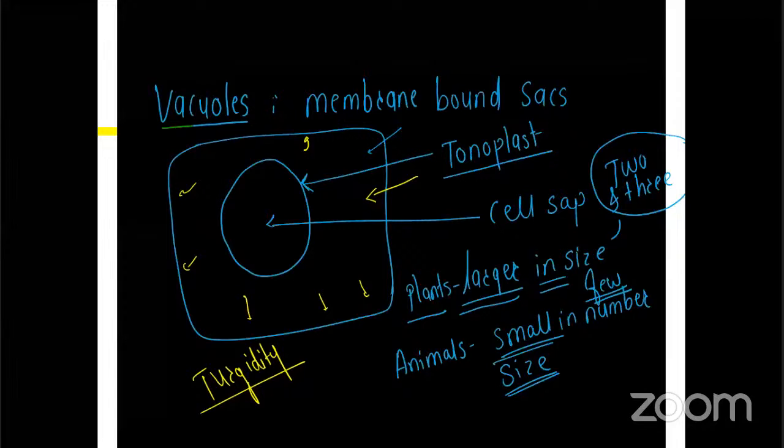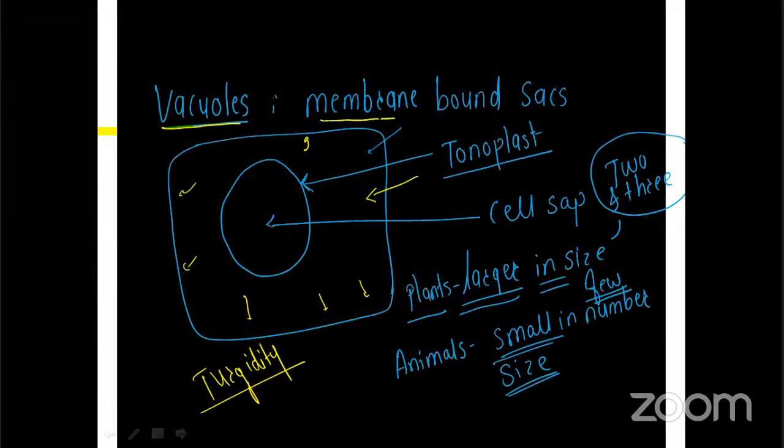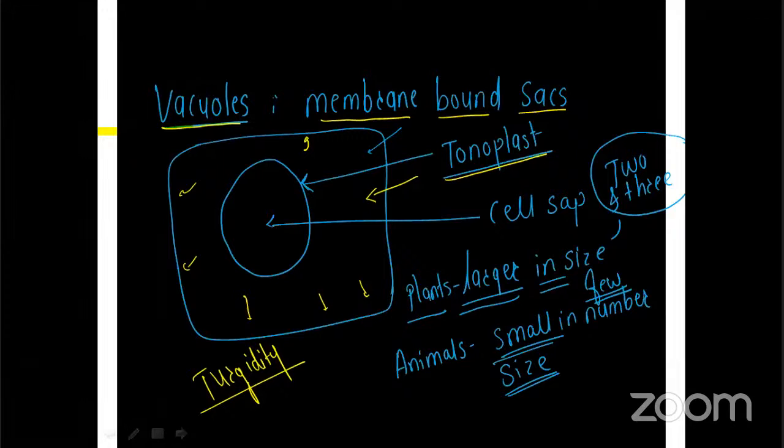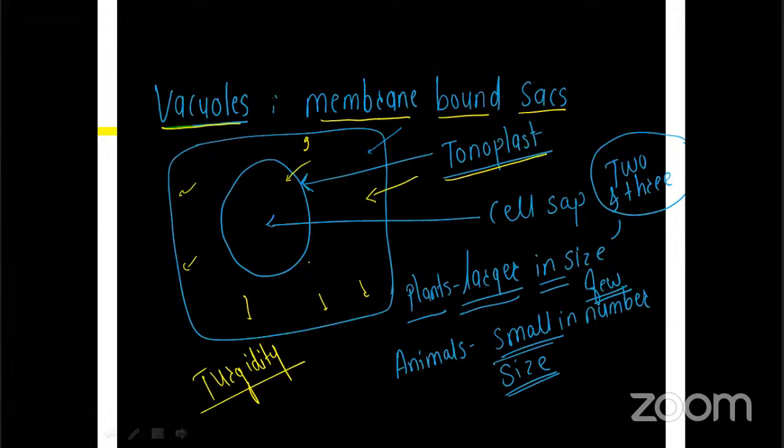Chalo, so we were learning about the vacuoles. Vacuoles are the membrane bound sacs present inside the cell. These membrane bound sacs have only a single membrane. The single membrane is called tonoplast. Tonoplast is a semi-permeable membrane. It is a selectively permeable membrane. It allows only certain molecules, certain substances to pass into the vacuole.